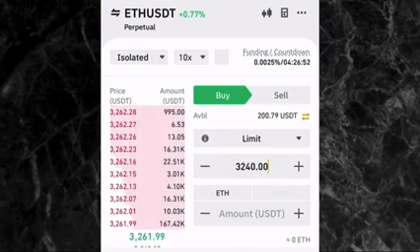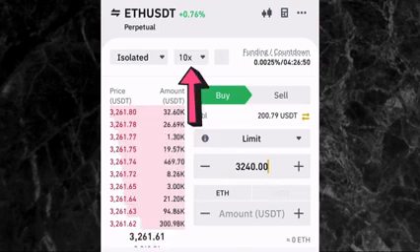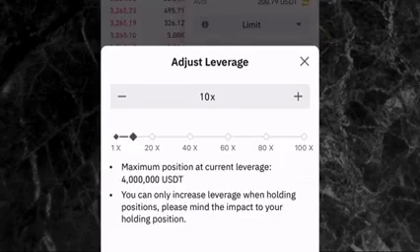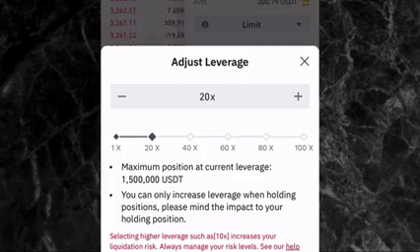$3,240. And then after you enter the price you want to enter the trade, the next thing is to pick your leverage. So at the top of the screen right here, beside isolated, tap on it and then you pick your leverage. So let's say, for example, I'm using 20x leverage for this. I'm just going to tap on confirm.